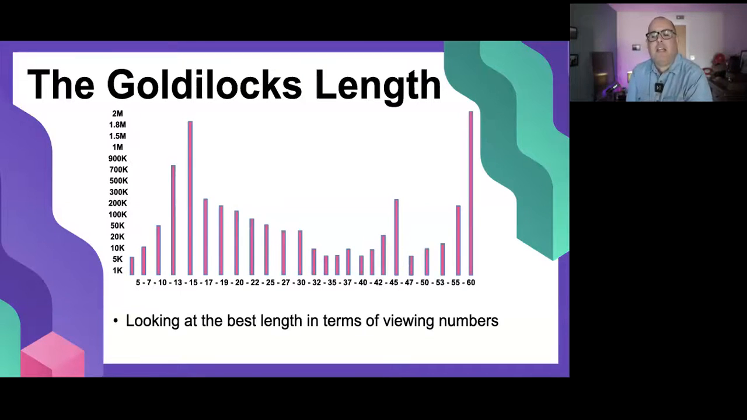So looking at the best length in terms of viewer numbers, 60 seconds is by far the most successful. Second to that is 15 seconds. The 15-second ones are fine for maybe a really quick commentary about something. But by and large, the 60-second ones really do hit the spot when it comes to viewing numbers.